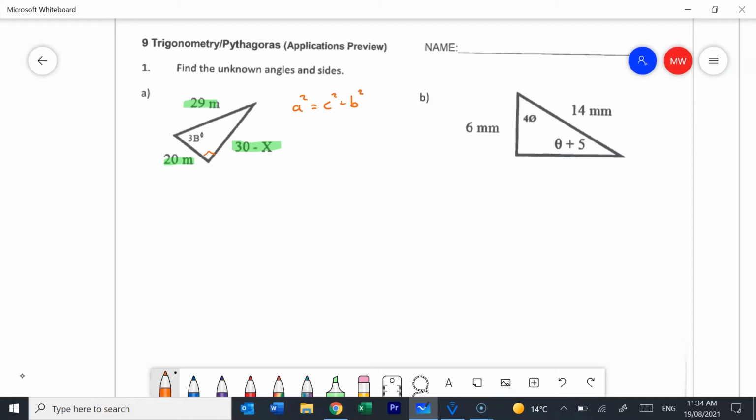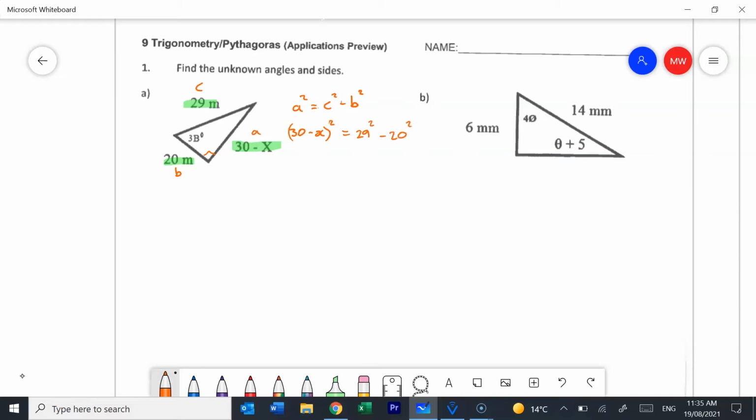We'd be calling this one C because it's the hypotenuse. We'll call this one A because it's the one that we're trying to find. And we'll also find this one will be B. Let's sub in and see what we can do with it. So we'll go in with A squared. We've got 30 minus x all squared equals 29 squared minus 20 squared.